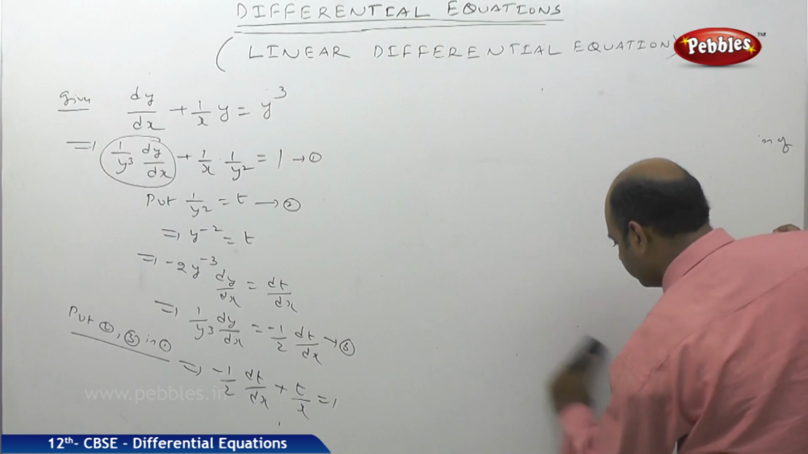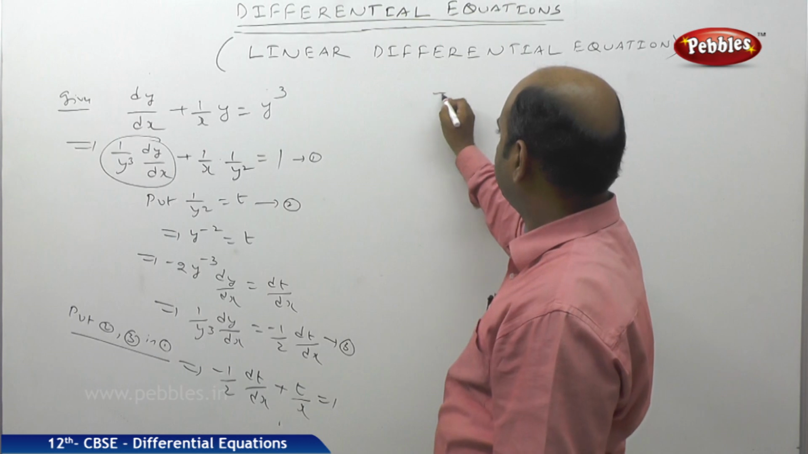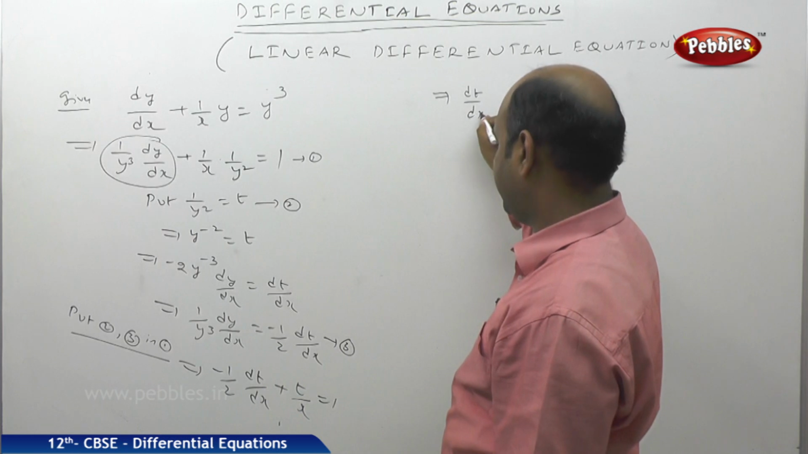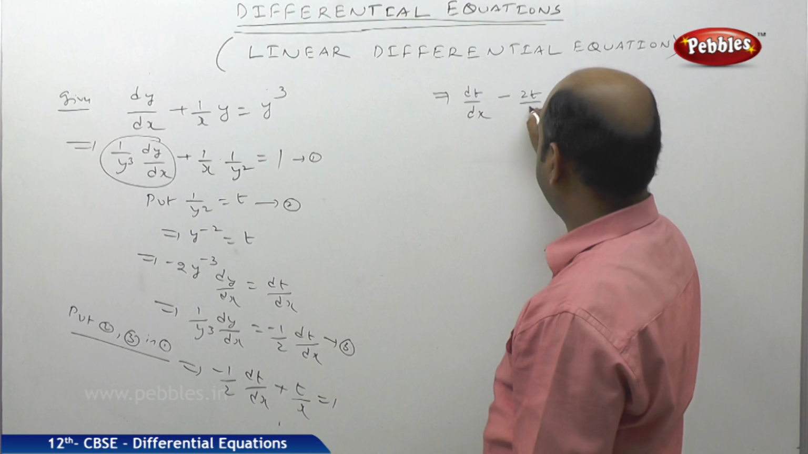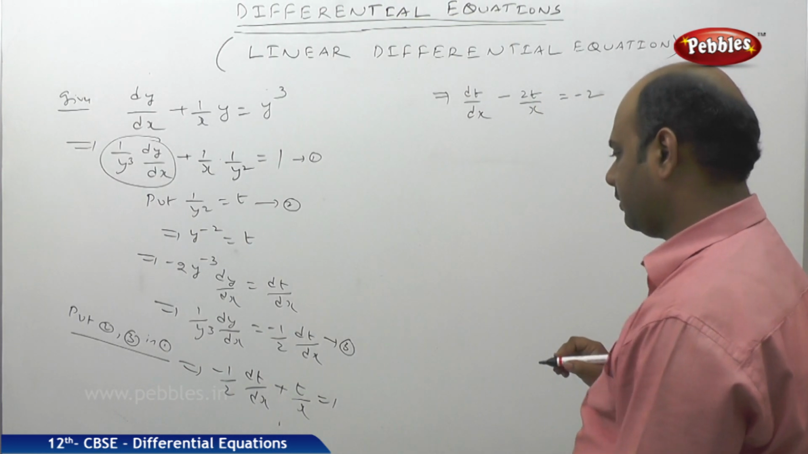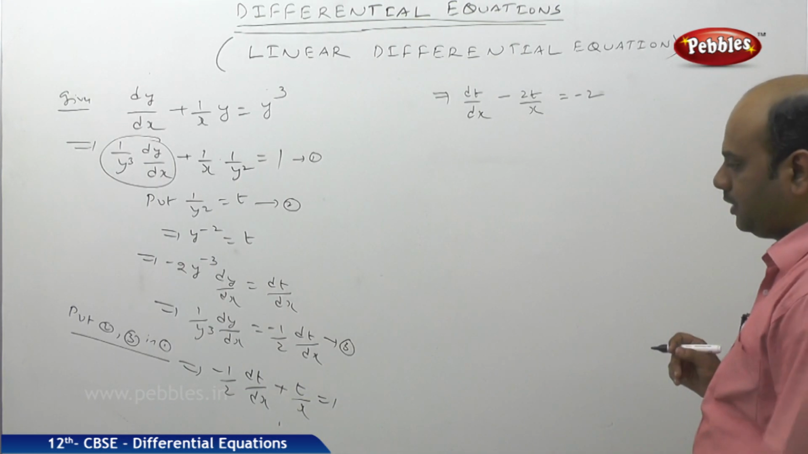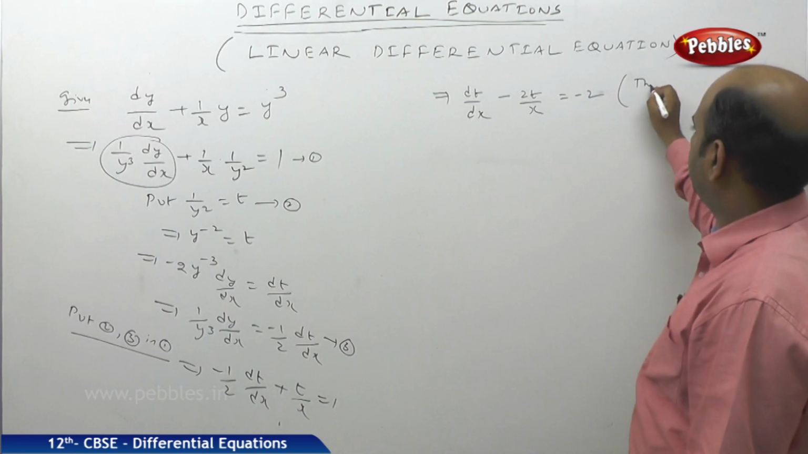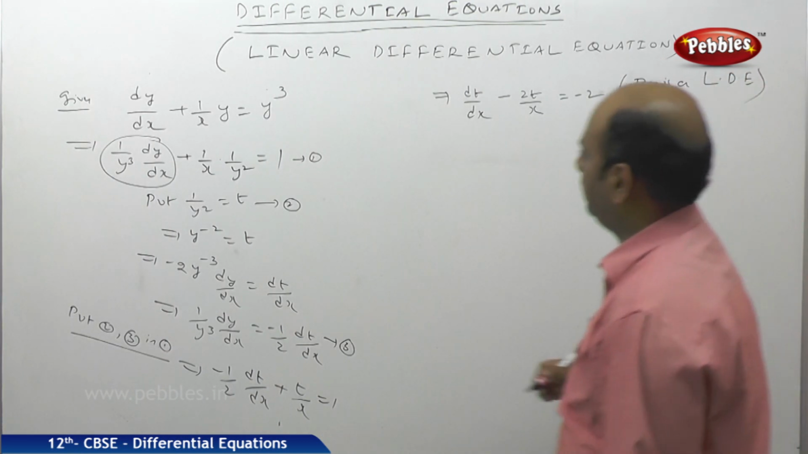Finally this will turn into dt/dx - 2t/x = -2. If you observe carefully, I multiplied by -2 throughout the equality. So it becomes dt/dx - 2t/x = -2. And if you observe carefully, this is a linear differential equation.